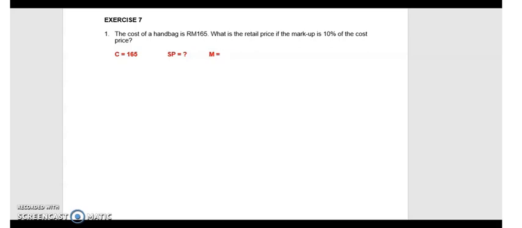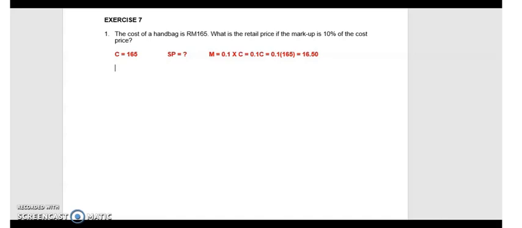Okay, 10% can also be written as 0.1 of the cost. It means 0.1 times C, or simply you can write 0.1C. Okay, since we already have the value of C, you can calculate the value for markup. So 0.1C, where C we know is 165. So 10% of 165 is 16 ringgit 50 cent.